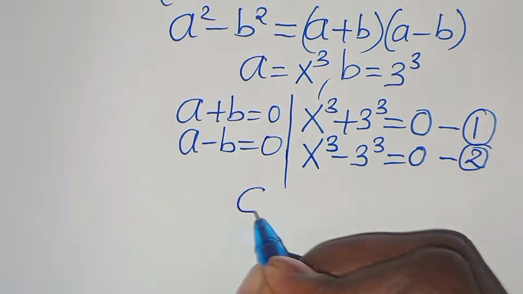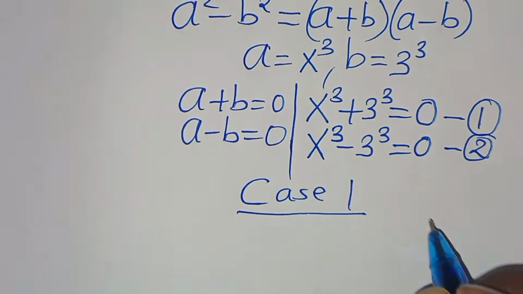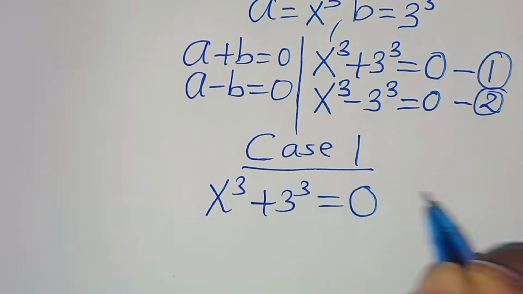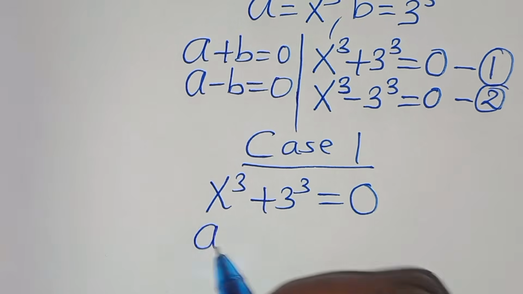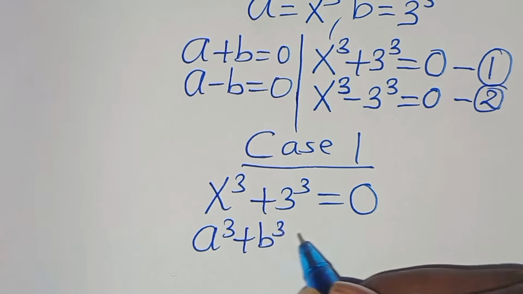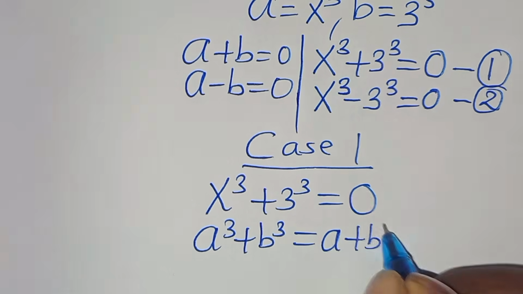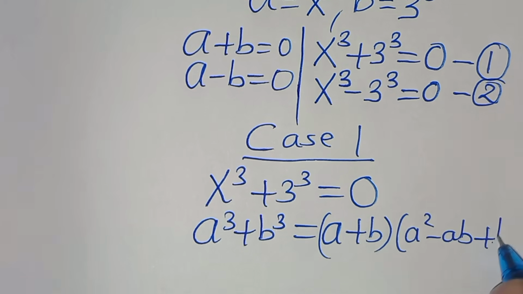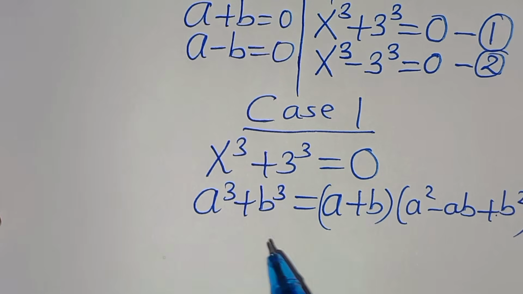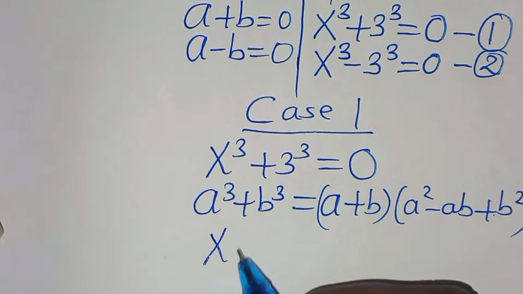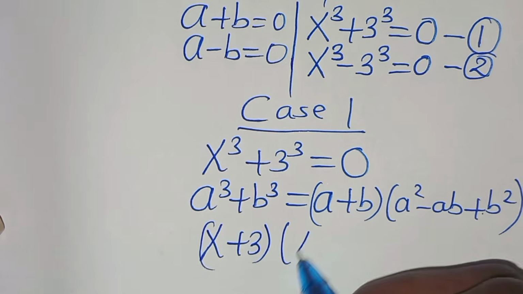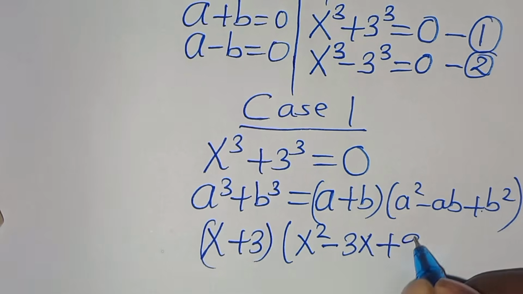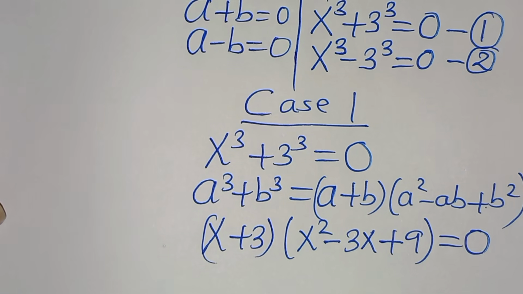Now, let's start with equation 1. You can call this case 1. So we have x to the power of 3 plus 3 to the power of 3 equal to 0. This equation is in the form of a to the power of 3 plus b to the power of 3, which we can express as a plus b, a squared minus a b plus b squared. Applying this identity, we have x plus 3, x squared minus 3x plus 3 squared, which is 9, equal to 0.